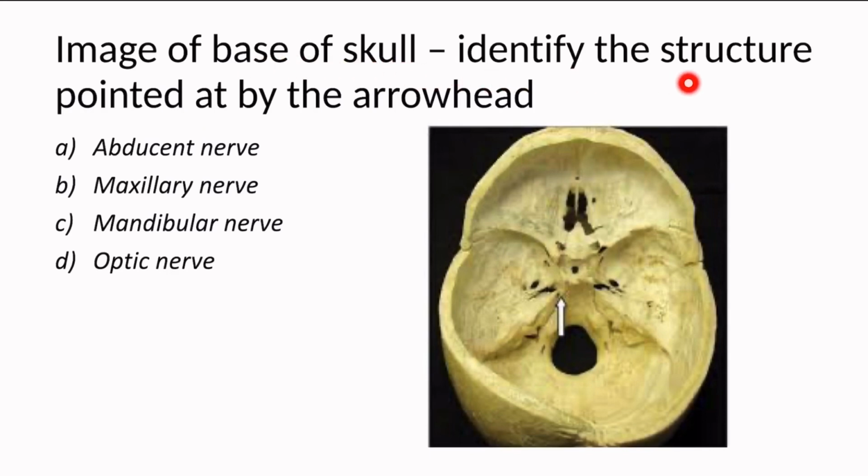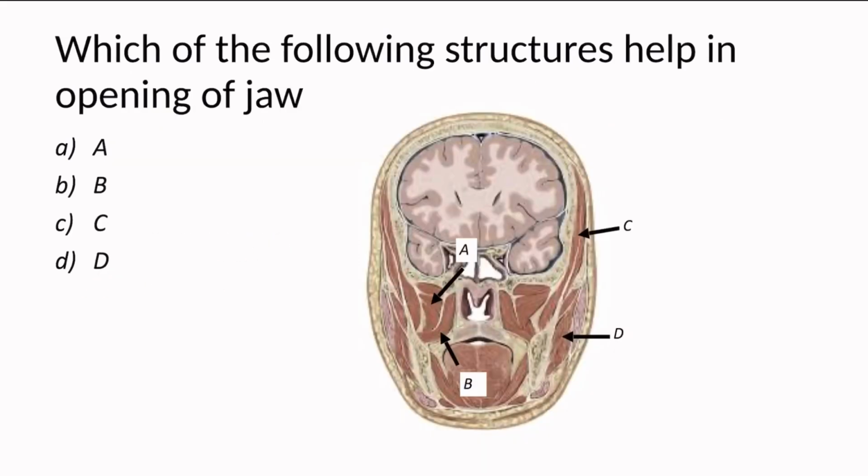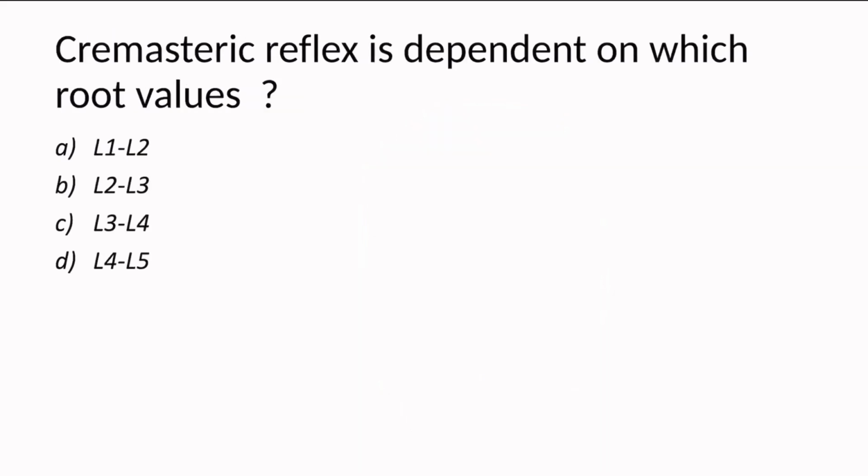Image of the base of the skull. Identify the structure pointed at by the arrowhead. Abducent nerve, maxillary nerve, mandibular nerve, optic nerve. Which of the following structures help in opening of jaw? Cremasteric reflex is dependent on which root values?